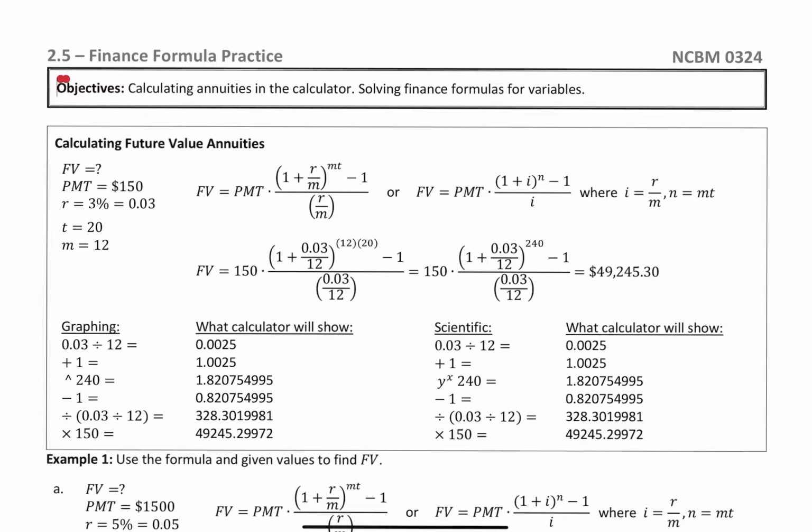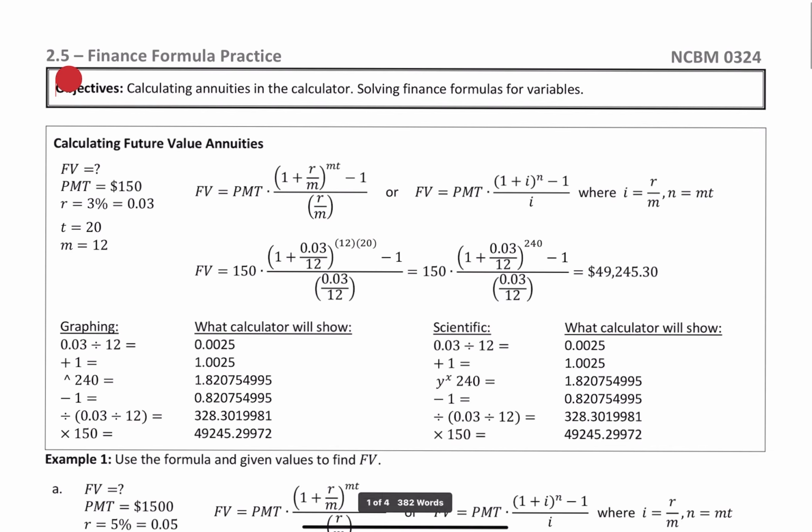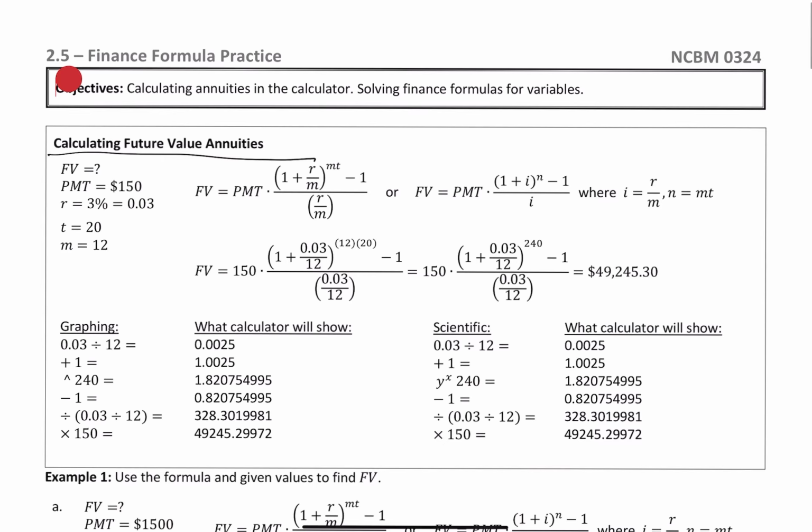So we have section 2.5, finance formula practice. The objectives: calculating annuities in the calculator and solving finance formulas for variables. As you can see, we have an example here, calculating future value annuities. What I'm looking for is the future value, because that's the one that has a question mark. Then I have a payment, an interest rate, a time in years, and the compound. The compound is basically how many times either I'm going to pay or they're going to pay me interest.